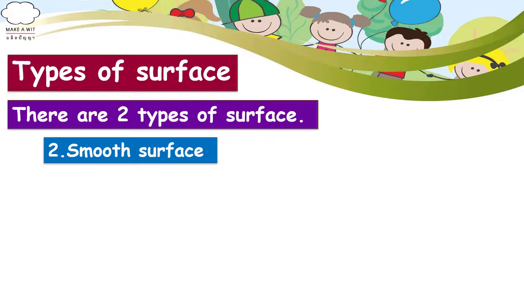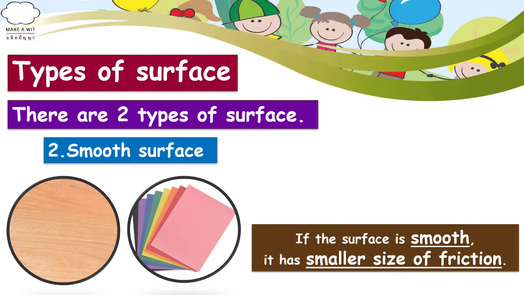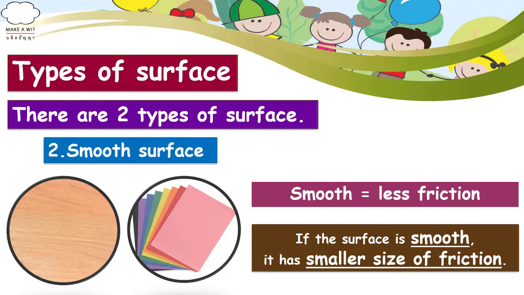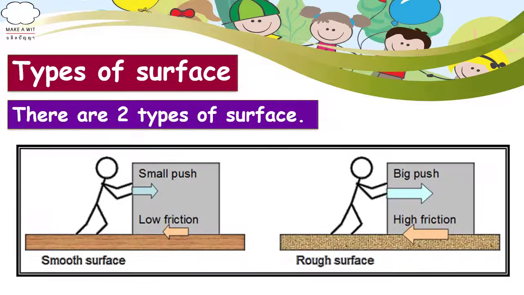Number 2, smooth surface. Look at the pictures. If the surface is smooth, it has smaller size of friction. Again, if the surface is smooth, it has smaller size of friction. Smooth is less friction. Again, there are two types of surfaces. Number 1, smooth surface. Number 2, rough surface.